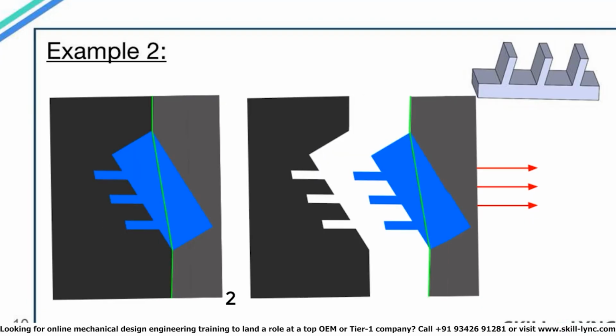Now let's look at the second case. In the second case, an angled parting surface is selected instead of a straight parting surface. And you can see that due to this selection, there are no undercuts present in the model now, and it can be easily ejected from the mold.